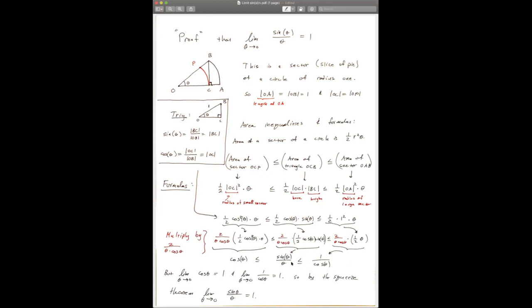The thing I'm trying to take the limit of is in the middle. So I take the limit of the parts on the outsides. I take the limit as theta goes to 0 of cosine theta, which we can just plug in 0, and cosine of 0 is equal to 1. I take the limit as theta goes to 0 of 1 over cosine theta. I can do the same thing. Cosine of 0 is equal to 1, so I get 1 over 1, which is still 1. And so since the limit of this is equal to 1, and the limit of this is equal to 1, the limit of the middle part is equal to 1.